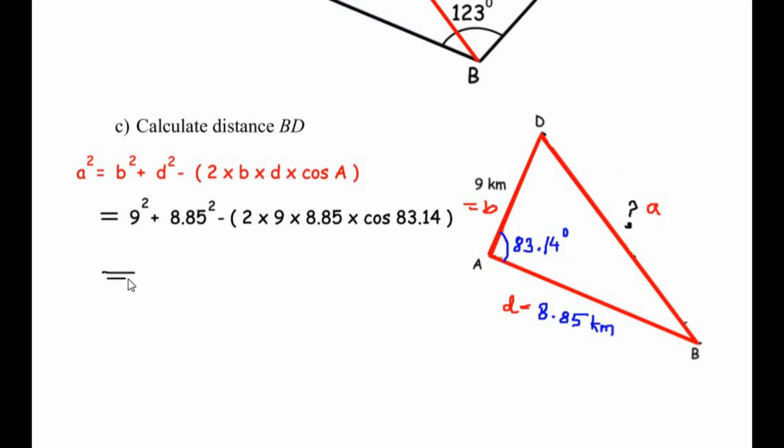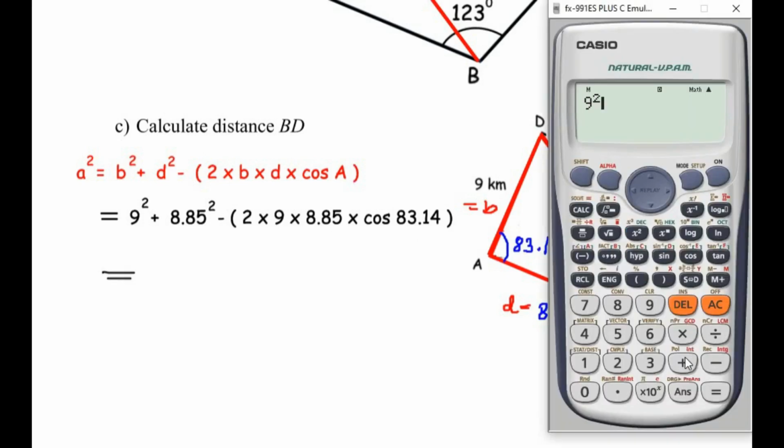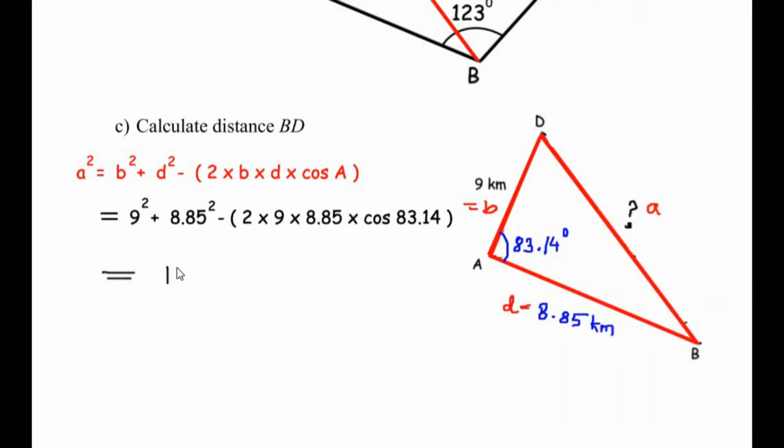Now let us find out the value. So we have here 9 square plus 8.85 square minus 2 times 9 times 8.85 times cos of 83.14 degree. So let us see how much we get. We get it as 140.2951. So this is an intermediate step, so make sure that you take at least 3 to 4 decimal places. So I am going to take 4 decimal places here to get more precise answer. So it is 140.2951. Now this is A square, but we need to find out the value of A.